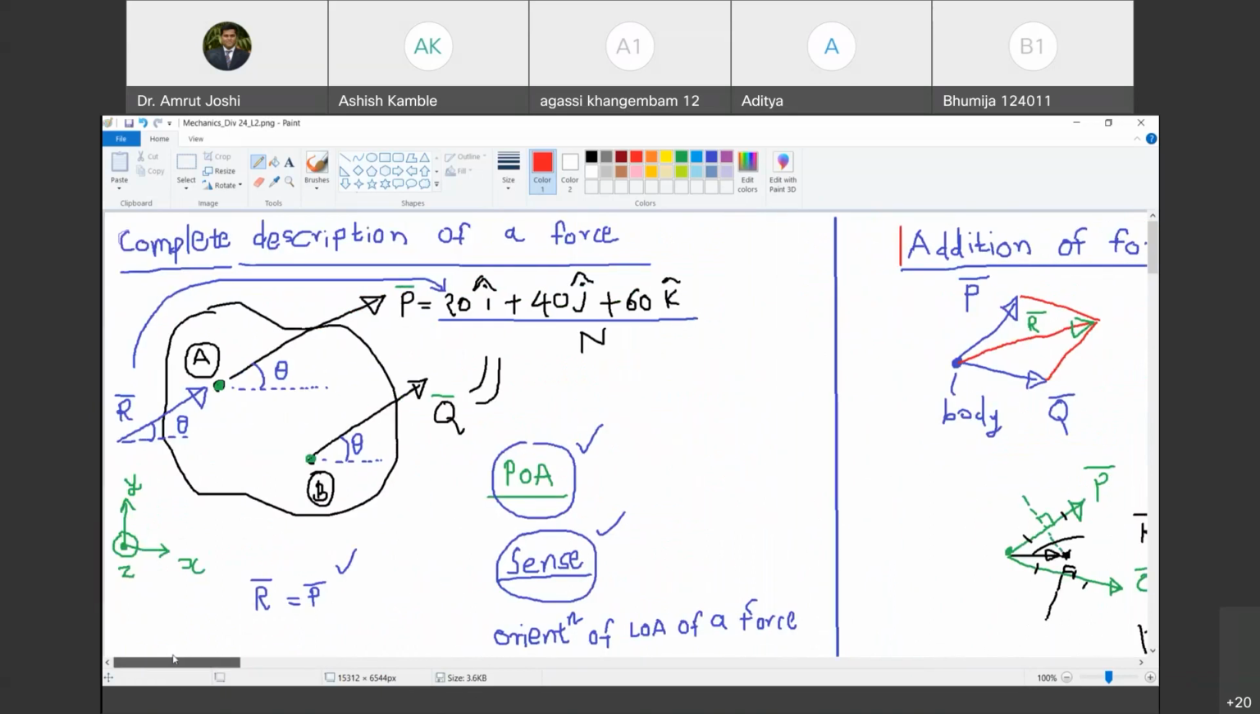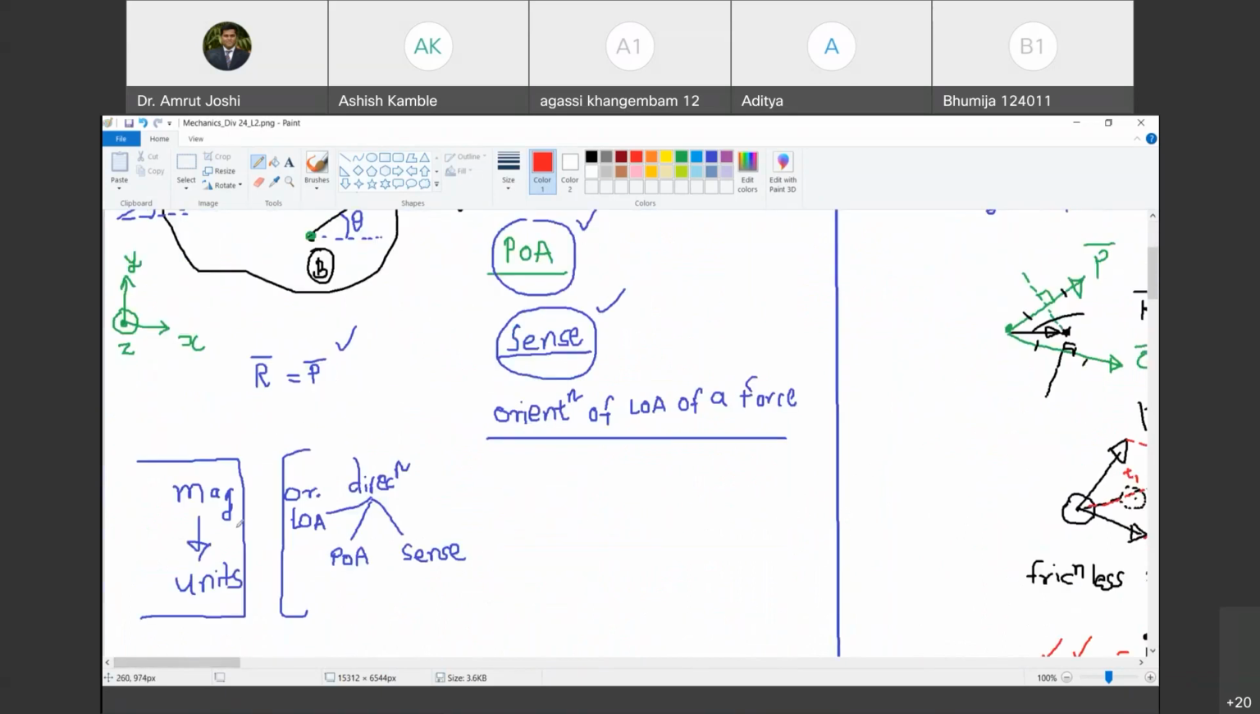Once we have understood what a force is, we went on to the complete description of force. We acknowledged that for a mathematician, force is a vector and is completely described by its magnitude and direction. But as a physicist, we divided direction into three subparts: the orientation of the line of action of the force with reference to a chosen coordinate system, its point of application, and its sense towards the point of application. Are you with me? Yes, sir.